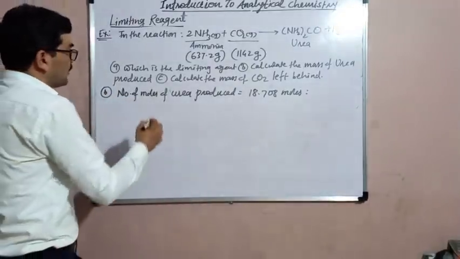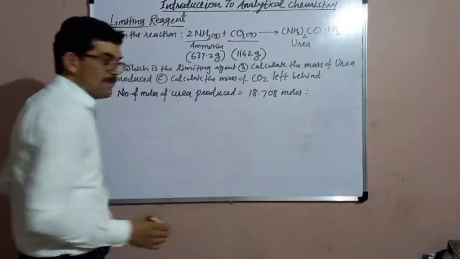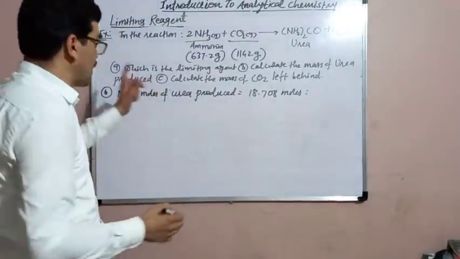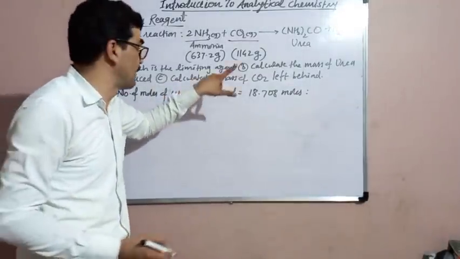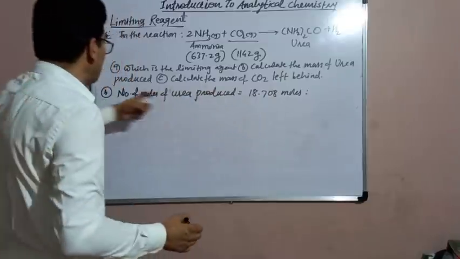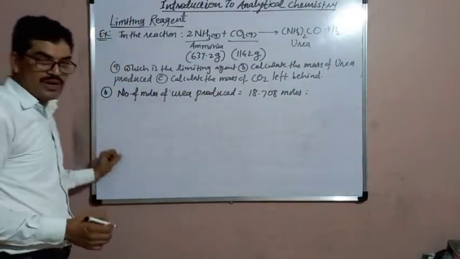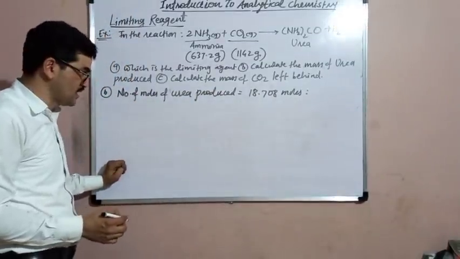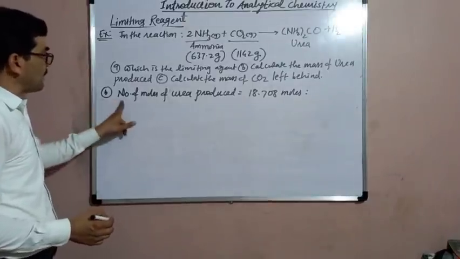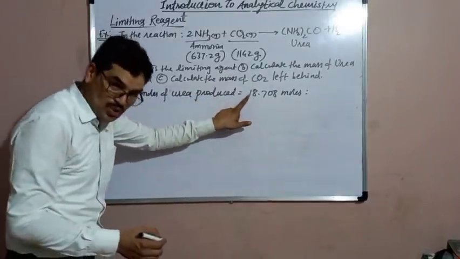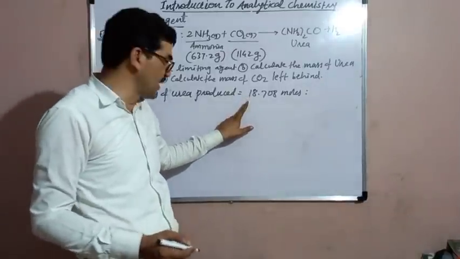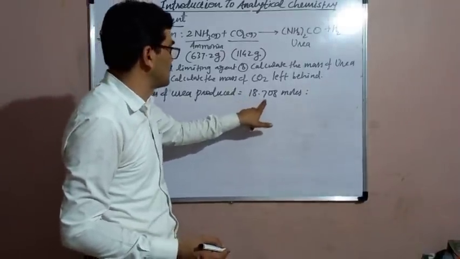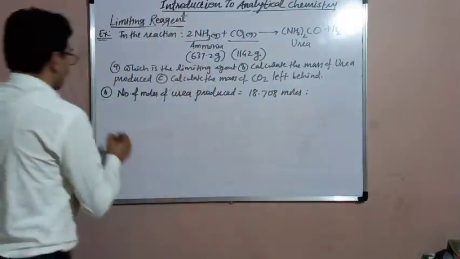Always decide the number of moles of product from the limiting reagent. You cannot decide the number of moles of product from the excess reagent. You can decide the number of moles of the product from the limiting reagent. Now here ammonia is the limiting reagent, and therefore number of moles of urea produced will be equal to the number of moles of urea produced from the limiting reagent, which is nothing but 18.708 moles.